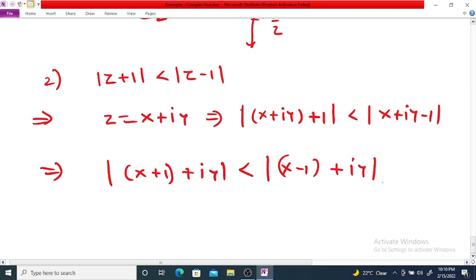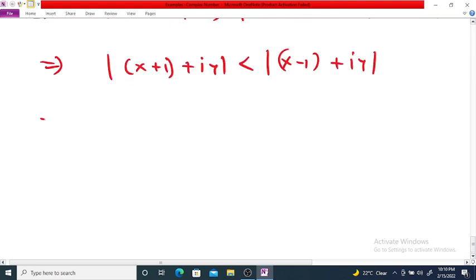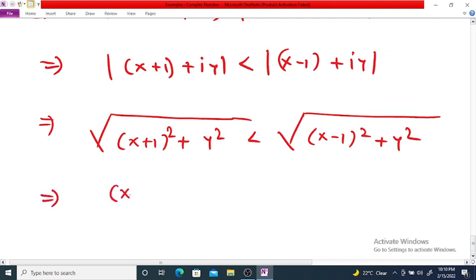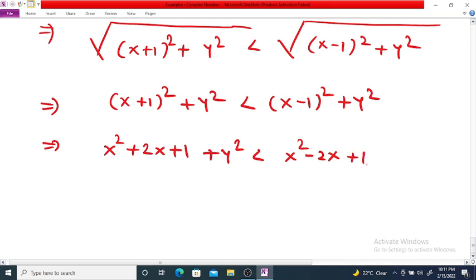So if we square on both sides we get, this implies √((x + 1)² + y²) < √((x - 1)² + y²). So if you square on both sides we get (x + 1)² + y² < (x - 1)² + y². So if we simplify this we get x² + 2x + 1 + y² < x² - 2x + 1 + y².